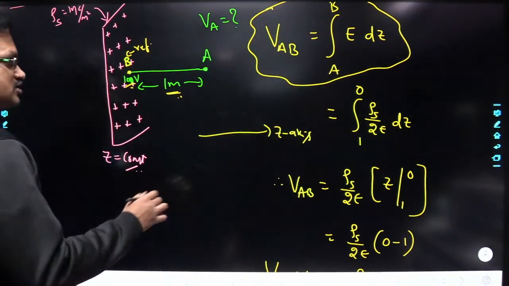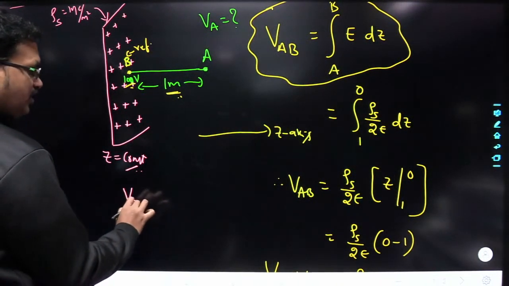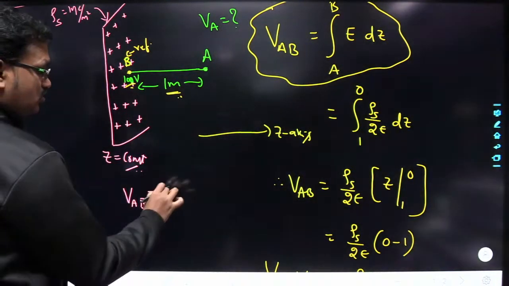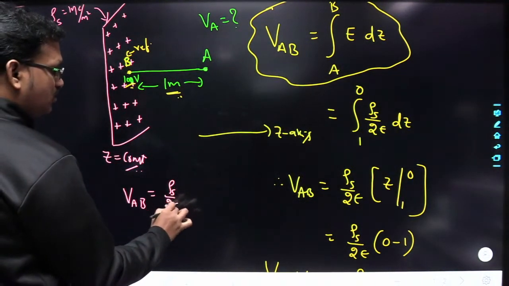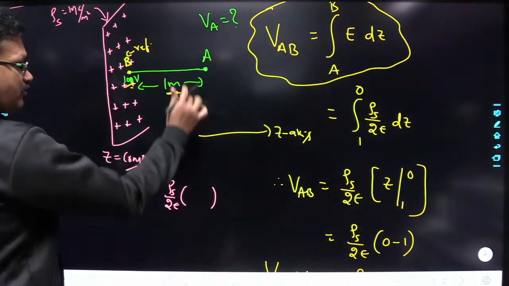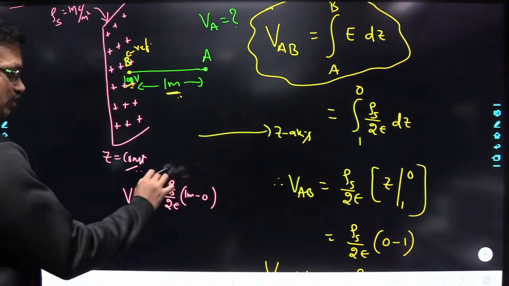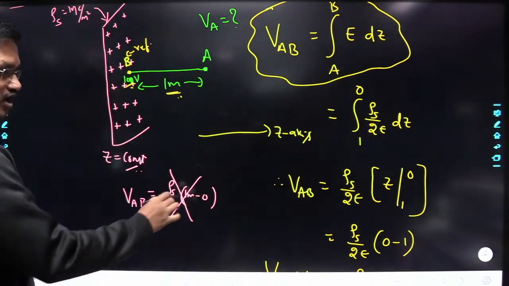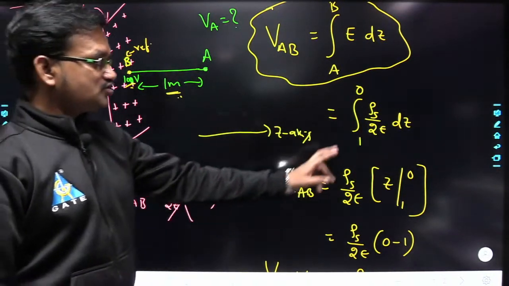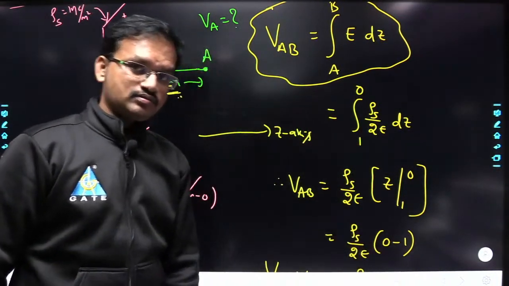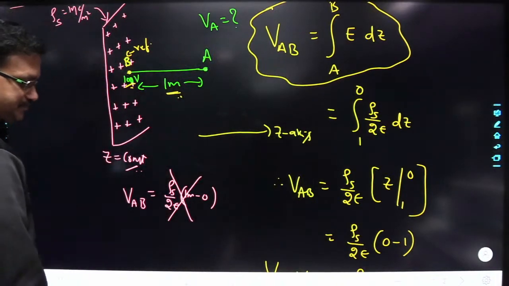Maybe you have made this mistake here. You would have written VAB is equal to rho s by 2 epsilon into 1 meter minus 0. Understood? In this case you will get the wrong answer. It is not 1 minus 0. It is 0 minus 1. Right? Okay.